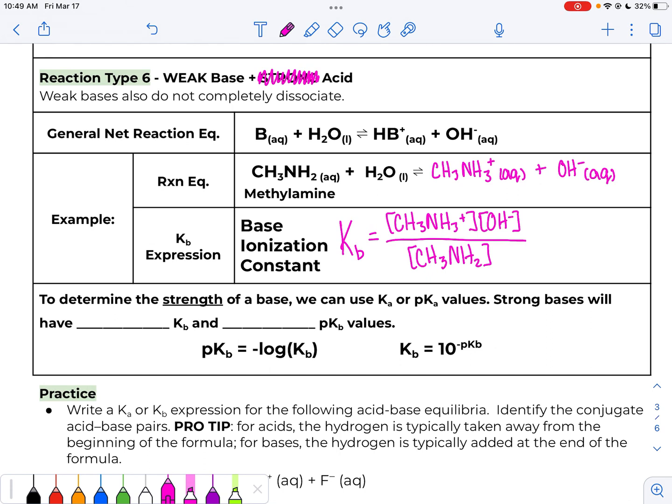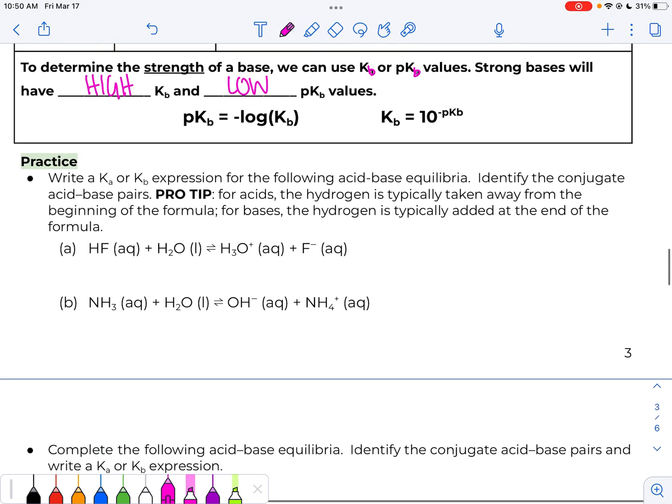To determine the strength of a base, we can use Kb or pKb values. Strong bases will have high Kb and low pKb values. That's what we get for not proofreading well enough.